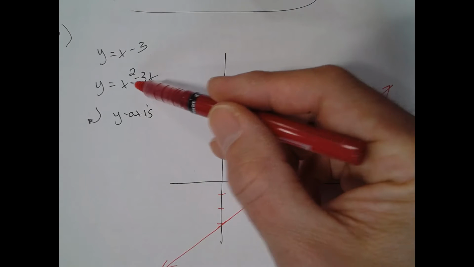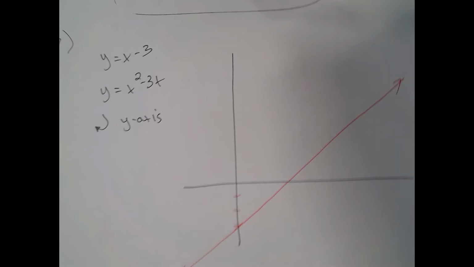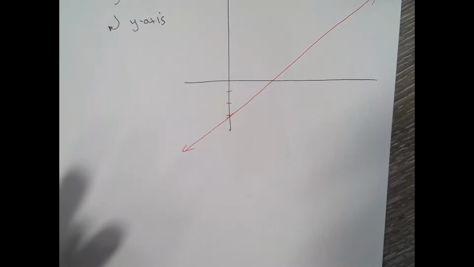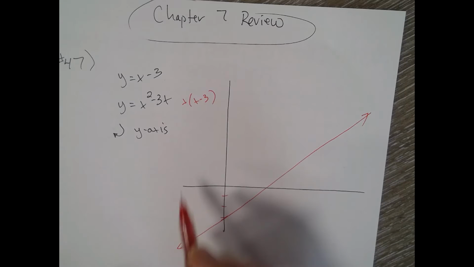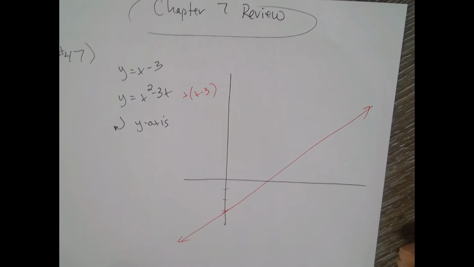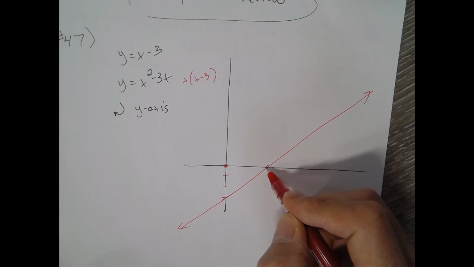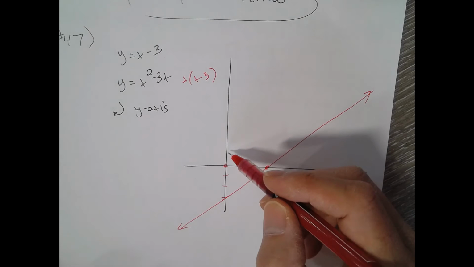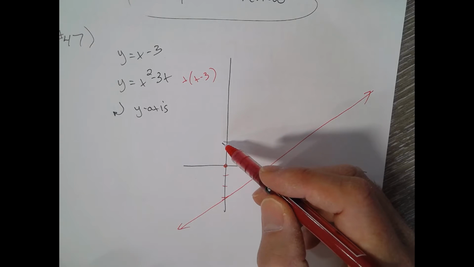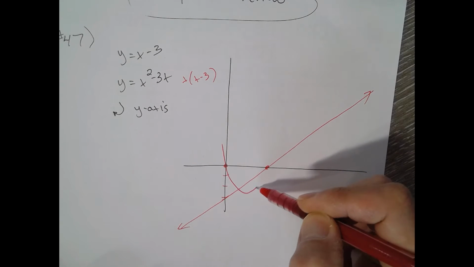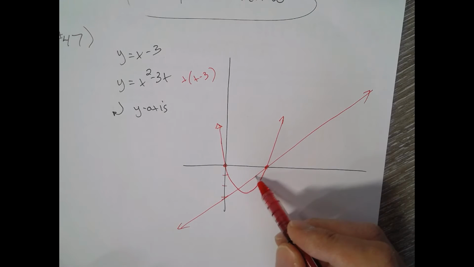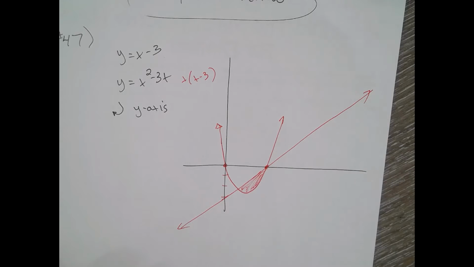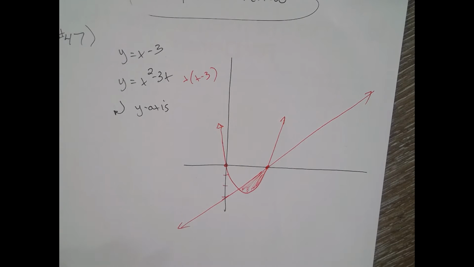x squared minus 3x. So x times x minus 3, it has x-intercepts at 0 and at 3. So 0. This one crosses at 3. Alright, so it looks like that. And we're going around the y-axis.